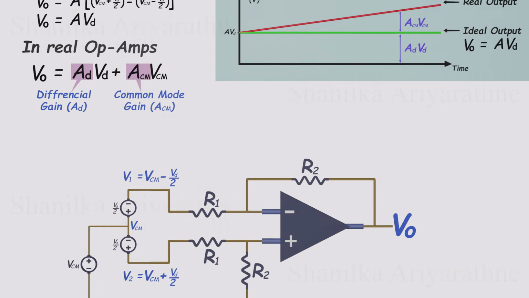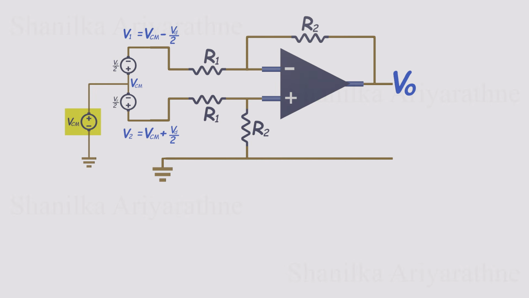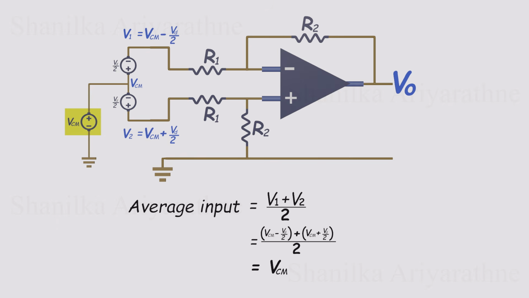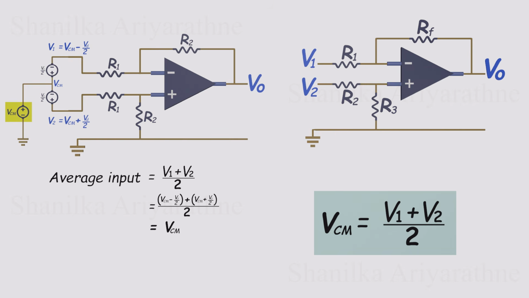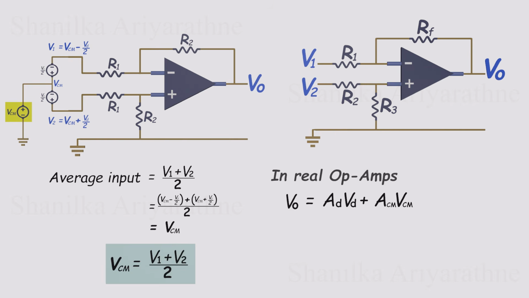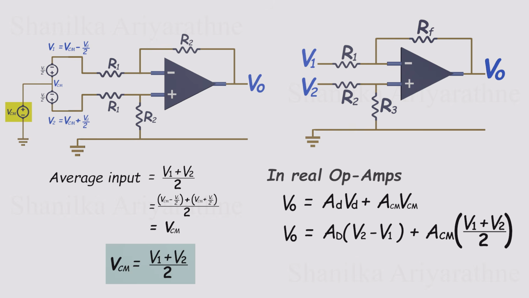Now let's zoom in on this common mode voltage and understand what it really means. If you take the average of the two inputs, V1 plus V2, divided by 2, you'll find it equals VCM. In other words, the common mode voltage is simply the average of the inputs. That gives us a neat way to picture it. The difference is the gap between the two inputs, while the common mode is the middle ground they both share.